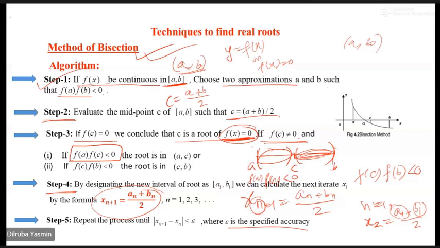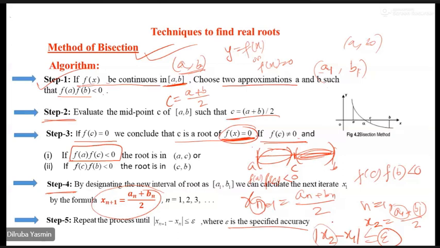Since you already have x1 and x2, you can do this subtraction operation, then take the absolute value of it and check the findings. Is it less than or equal to epsilon or not? If you get this value less than or equal to epsilon, that means this epsilon gives the accuracy value. So if this is less than or equal to epsilon, then you can stop the procedure right now, and this x2 is the real root of the polynomial equation.